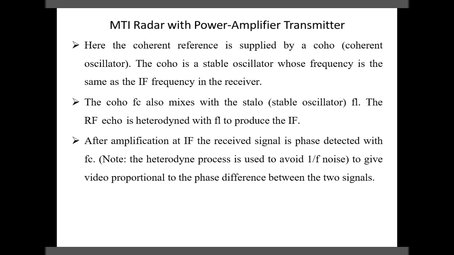So these signals are given to the receiver, and at the receiver the first mixer will come into the picture, and that will mix the stabilized oscillator signal FL with the RF echo signal. So that will subtract the FL signal, and the resultant signal is produced, and that is called the IF signal. So the IF signal is amplified, and after amplification at the IF, the received signal is phase detected with the FC.